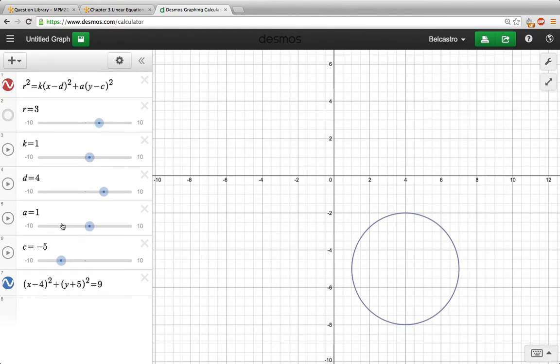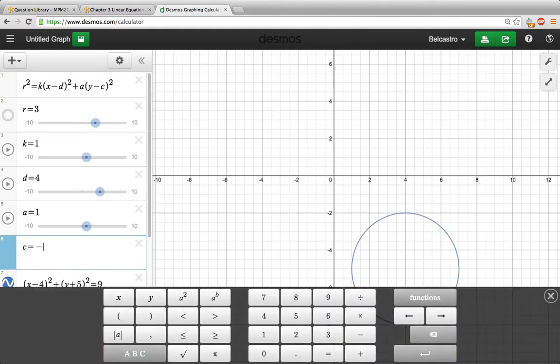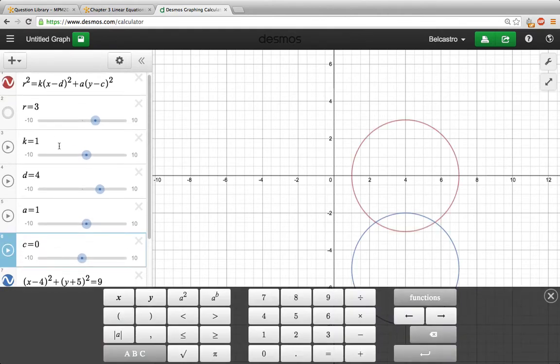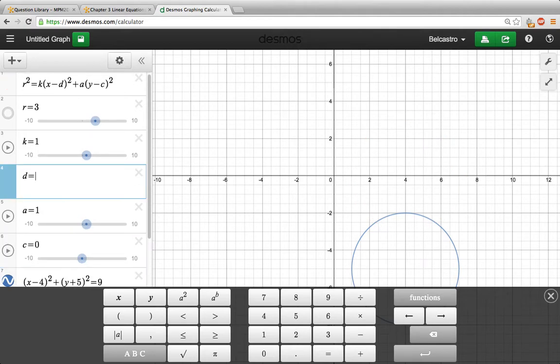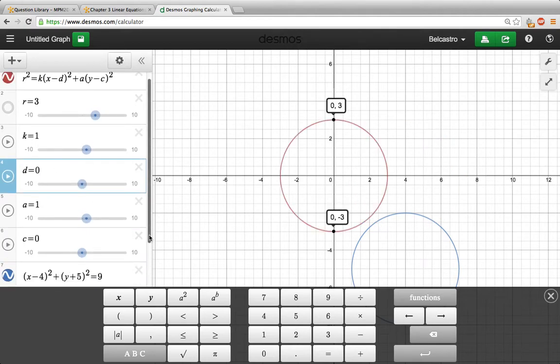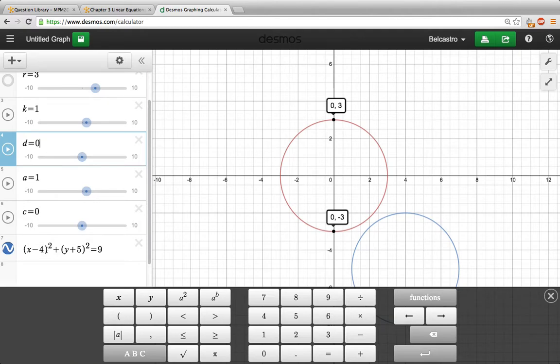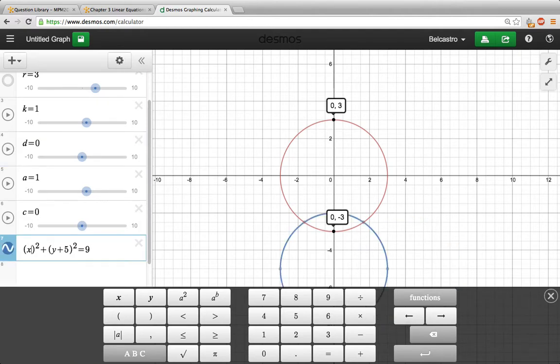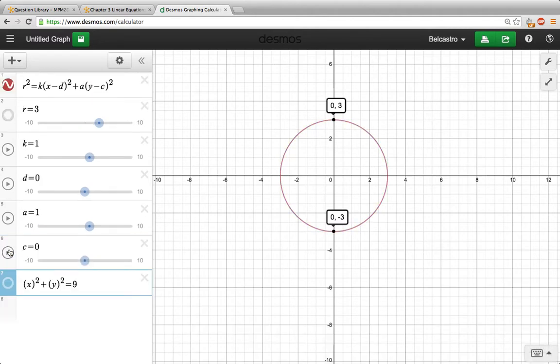Okay, so we've made 4 of our 8 little rules here. The next 2 values we're going to play with, and let's move these back to C at 0 and D at 0. There we go. And we'll turn these off. If you notice, when I make this value 0, it jumps back to the y-axis, and this 0 right back to the origin. Perfect.